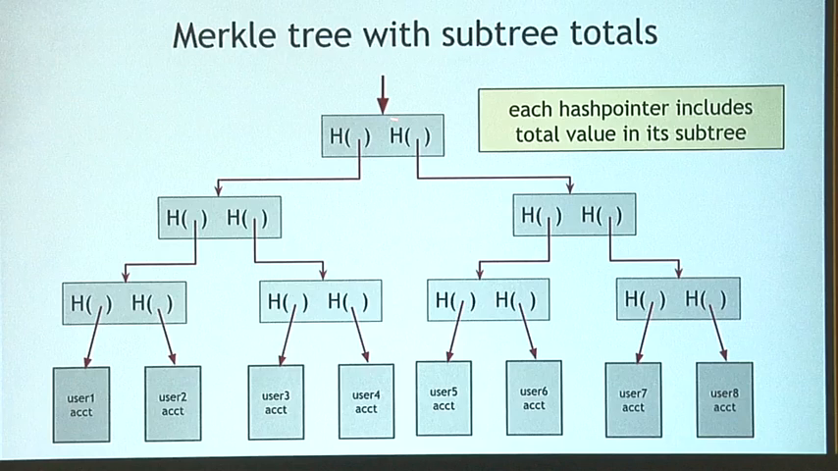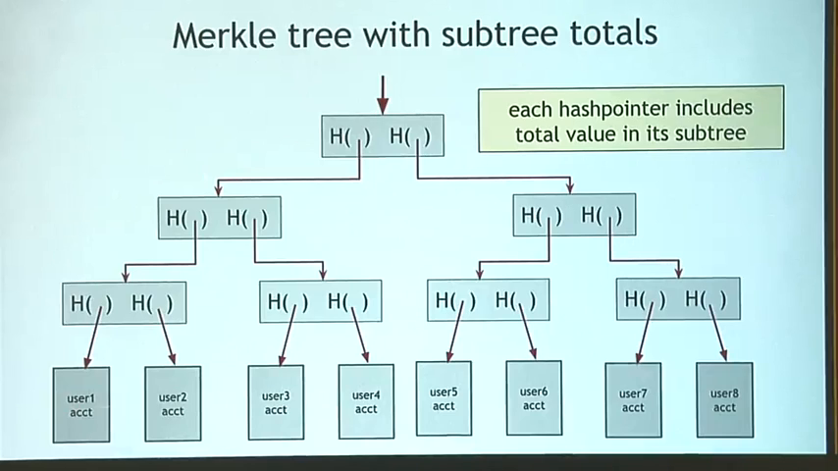Now we're going to add to each one of these hash pointers another field or attribute. We're going to add to each hash pointer a total value, that is a total monetary value in Bitcoins of all of the things that are underneath that hash pointer in the tree. So for example, this hash pointer here would be tagged with the total value in this entire left subtree.